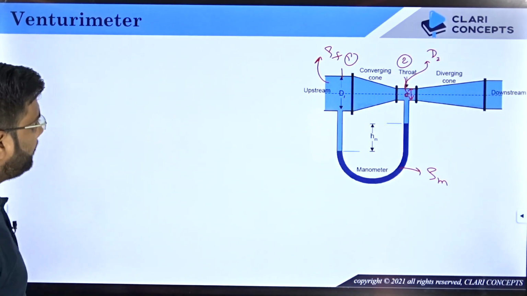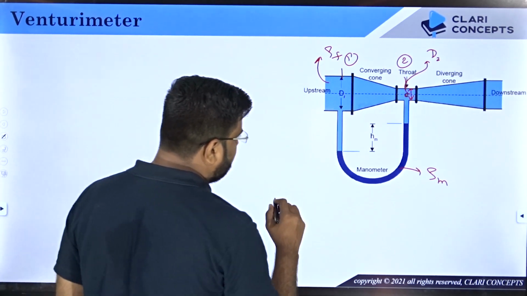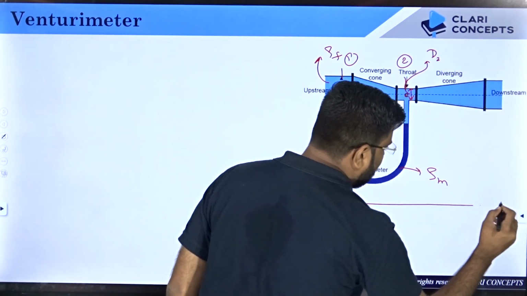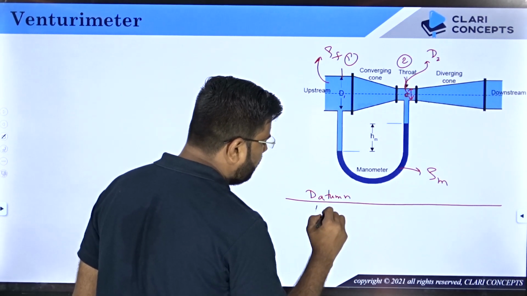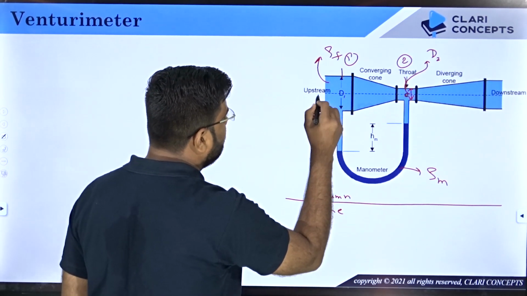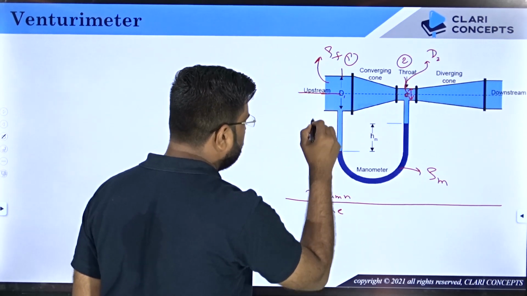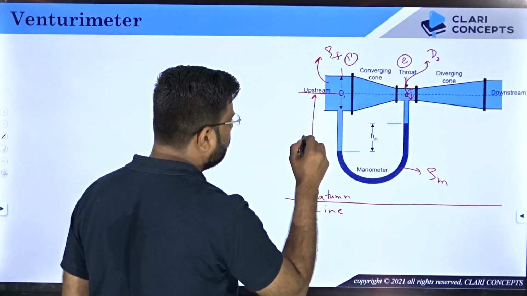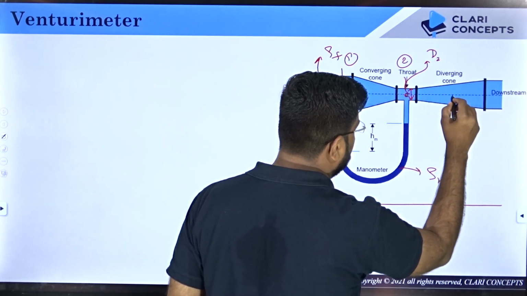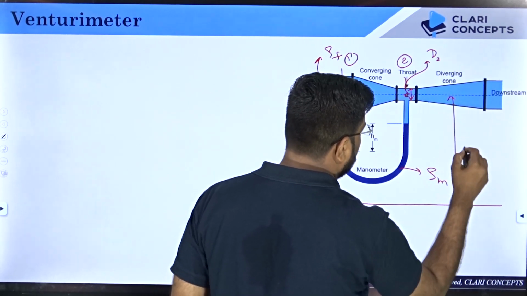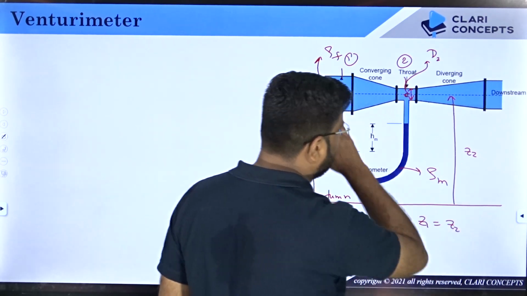Clear? Now see, let me try to use Bernoulli's theorem, and let me say the datum line is somewhere over here. Datum line is anywhere in between, so you can say that the section 1 center is over here. So this is your Z1 from here to here, and then this is your Z2. So this is the same center, right? Same distance. So Z1, Z2 will be equal, right? Both of them will be equal because the pipe is horizontal.